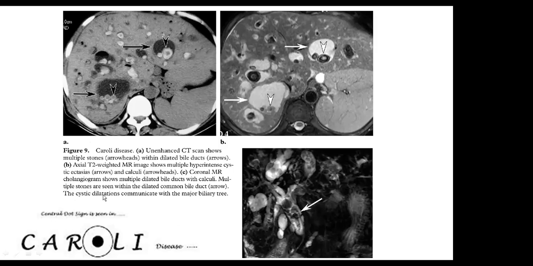Okay, this is a case of Caroli disease. As we see, in the first image we have an unenhanced CT scan showing multiple gallstones within the dilated intrahepatic bile ducts. And this is a T2-weighted MRI showing multiple hyperintense cystic ectasias with calculi. And this is a coronal MR cholangiogram showing the dilated intrahepatic bile ducts with multiple stones seen within the dilated CBD, which are formed intrahepatically and pass to the CBD, or this cystic dilatation communicating with the major biliary tree.